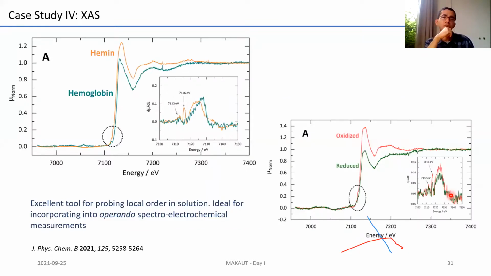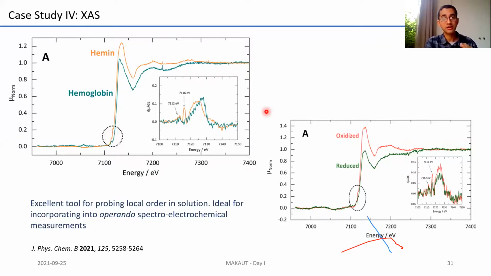So this is something that I was doing, where I had studied hemoglobin and heme. You remember I showed you the UV-visible absorption spectra earlier. So this is the X-ray absorption spectra. This part is known as the near-edge structure, and this part is known as the fine structure. And what I was trying to do, as you see here, the hemoglobin and heme have slightly different near-edge structures. And this is because of the local ordering around these sites, right?